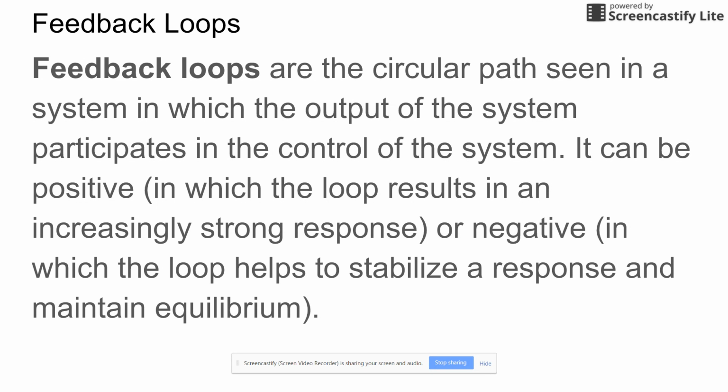It can be positive, in which the loop results in an increasingly strong response, or it could be negative, in which the loop helps stabilize a response or maintain equilibrium. So just to summarize, positive feedback loops happen when the circular path leads to a ramp up of a response, and negative feedback results in a stabilization of a response.